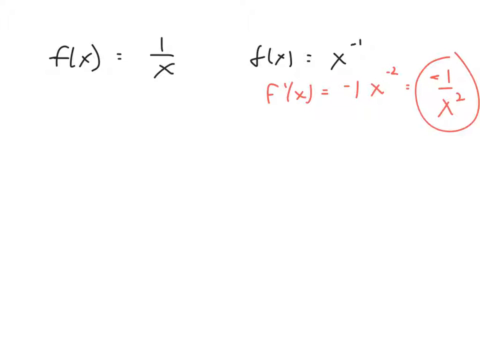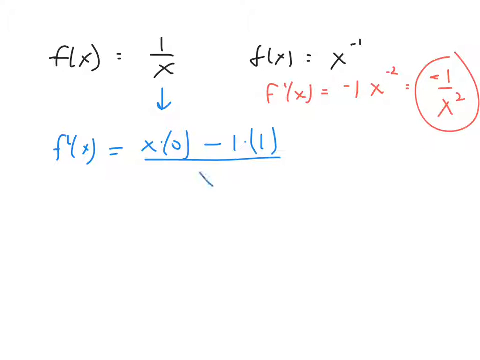Well, as I just said, we could use our quotient rule. So if we use our quotient rule, our derivative becomes the denominator times the derivative of the numerator. Remember, derivative of 1 is 0, minus the numerator times derivative of the denominator, which is 1, all over denominator squared. So you can see that we did derivative here and derivative of there.